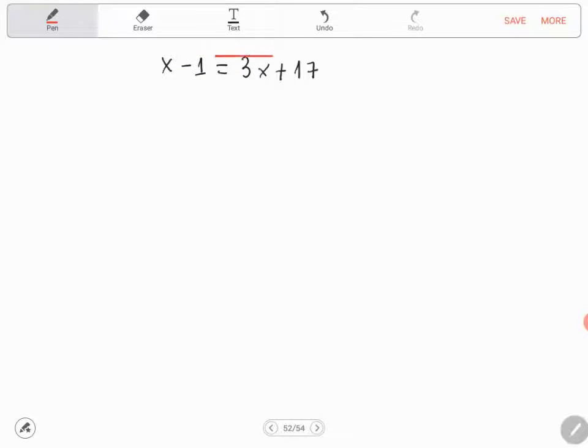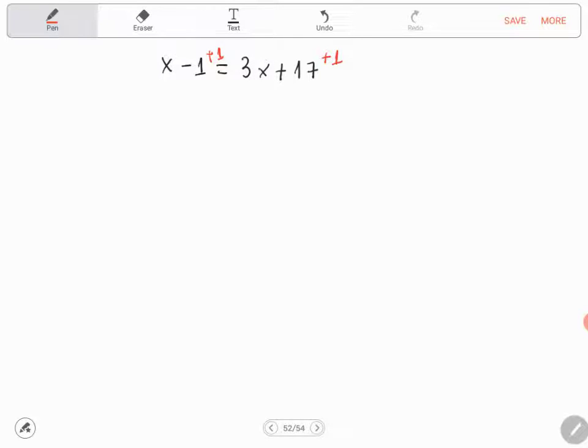by eliminating the number -1 and 3x on both sides. To eliminate this number -1, it's necessary to add the +1 here, and if we add a number on the left side, we need to do the same thing on the right side. Then we will add the +1 here.